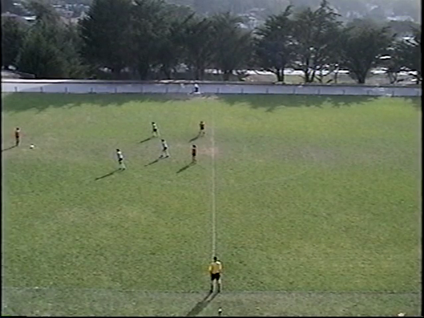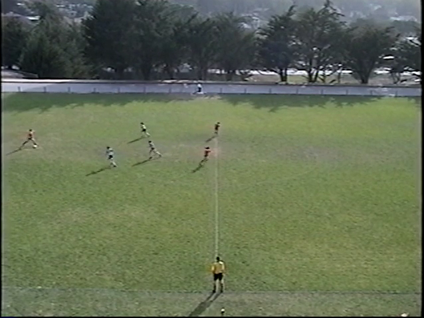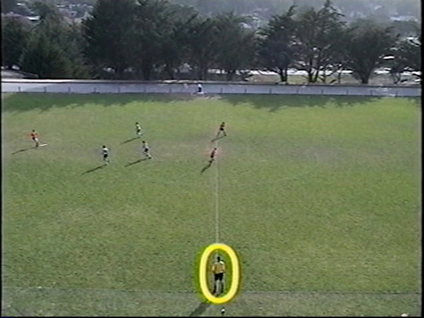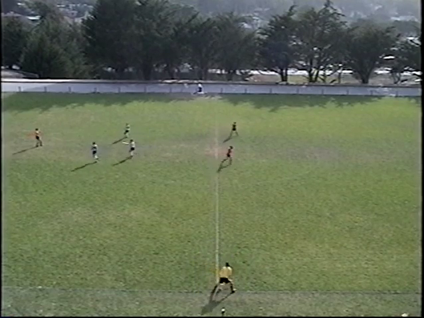However, in this case, one forward moves just a little too early. So, at the moment the ball is kicked, she has already crossed into the attacking half of the field. Because he is properly positioned, the assistant referee can see that she is in the attacking half of the field, and therefore in offside position. So he signals the infraction when that forward becomes involved in play by receiving the ball.